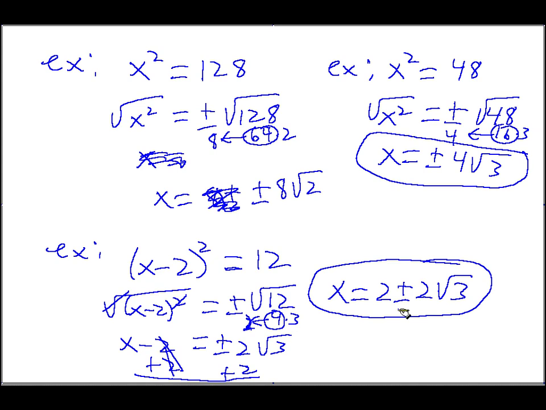But keep in mind, there are 2 answers here, right? There's 2 plus 2 radical 3 as the first answer, and 2 minus 2 radical 3 as the second answer. But again, I can lump them together as plus or minus. But keep in mind, this means there are 2 answers here. Okay? So there's our solution to this quadratic equation. All right? Let's try another one here. Let me go and clear up the screen.